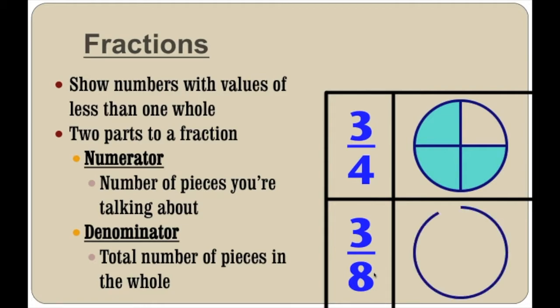How about 3/8? Well, again, we'll start off with one whole. And then instead of breaking it up into 4 pieces, we're going to break it up into 8 pieces because that's our denominator. So we'll do that. And our fraction is 3/8. So we're going to shade 3 of those 8 pieces. Here's 1, here's 2, and here's 3. This is 3/8.